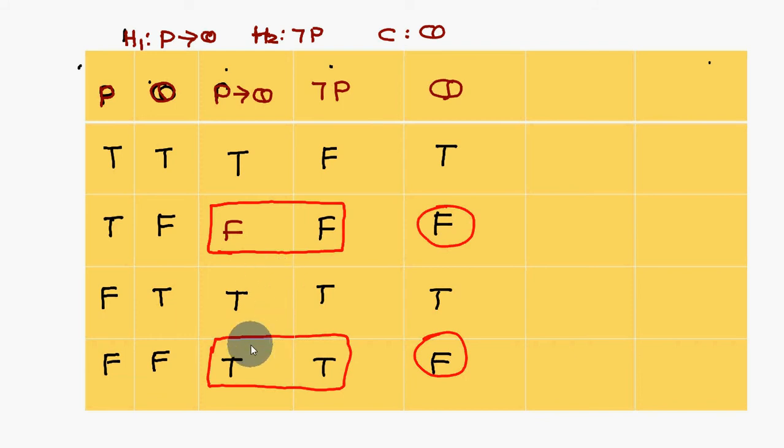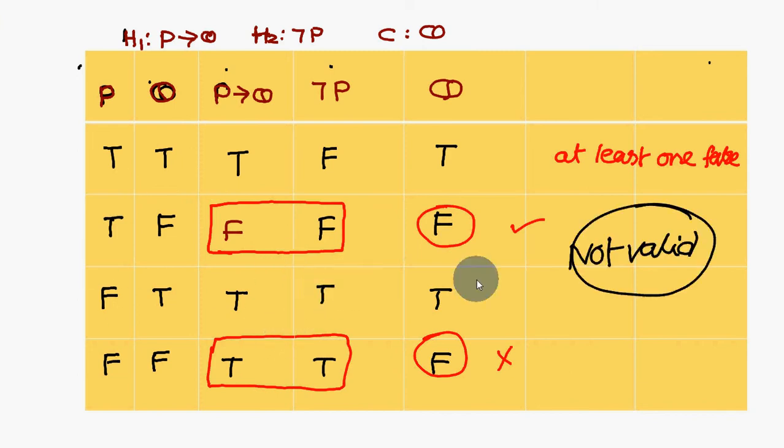Here no false is there, no false is there. So in these, at least one should be false. Here no false is there, therefore the argument is not valid. That we have to remember. The argument is not valid. This is not a valid argument.